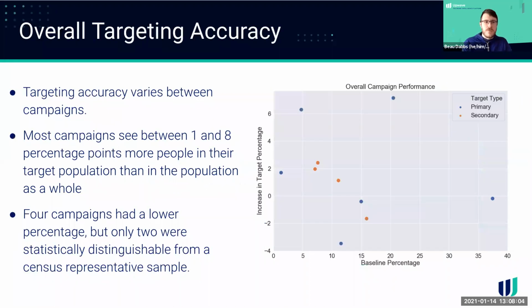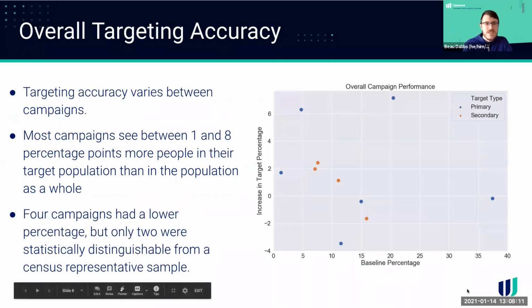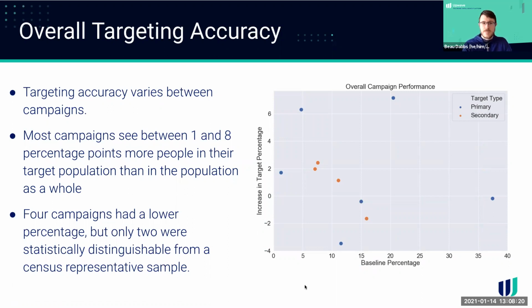So first up, we're looking at just the overall accuracy of campaigns. So in the diagram on the right, the x-axis represents the baseline percentage, and the y-axis is the increase in target percentage. So a value of 0 here on the y-axis means the in-target percentage was identical to the baseline percentage. So your targeting wasn't actually helping.